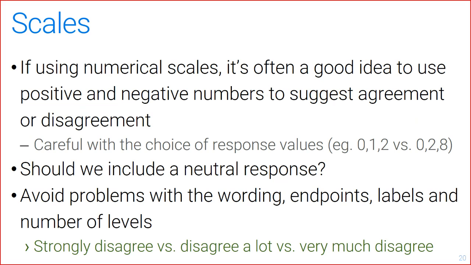Sometimes it's worth it to discuss whether you should include a neutral response, because sometimes people just say neutral when they don't know. It's not that they don't have any positive or negative feeling, it's that they just don't know.